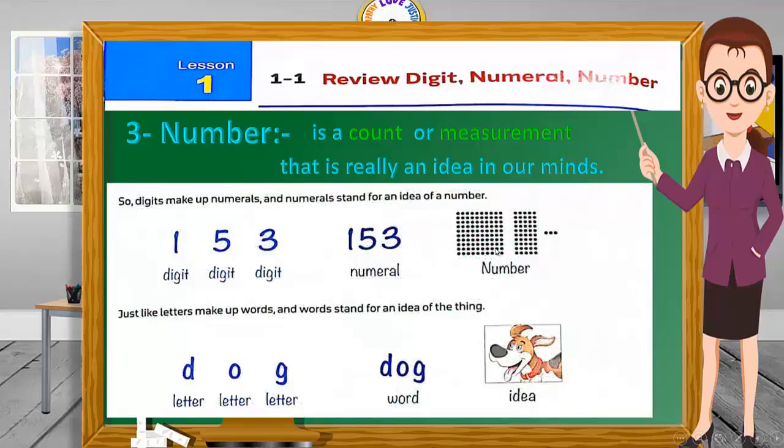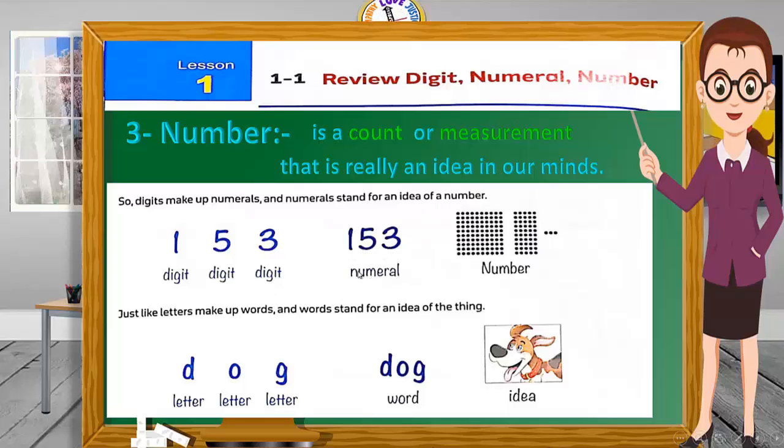Look at this picture from your book, from the Al-Moasser book. It tells you here, digits make up numerals. If you want to make a numeral like this, you should use digits, any digits. You have 10 digits from 0 to 9. As you like, use any 2 or 3 or 4 digits to make a numeral like this. Here we use 3 digits to make this numeral.